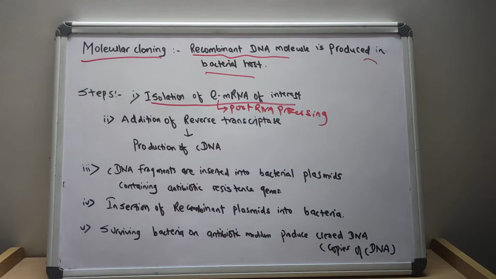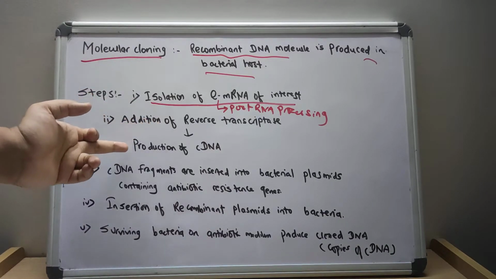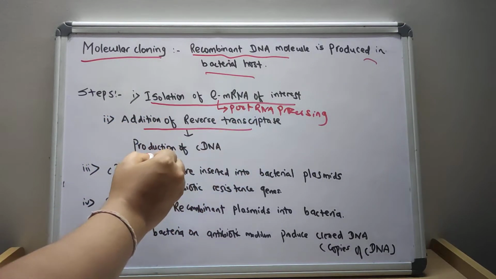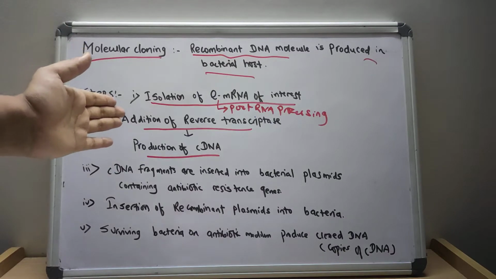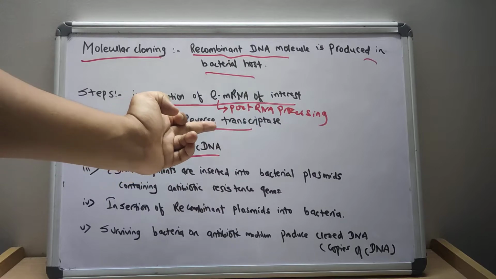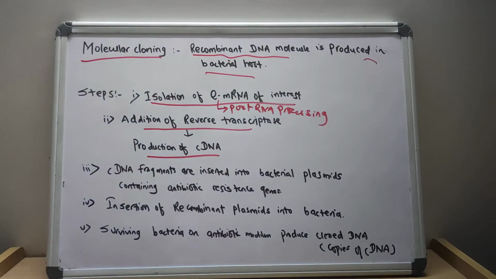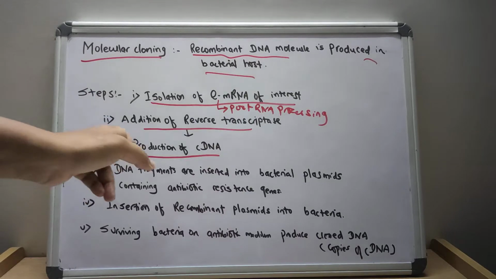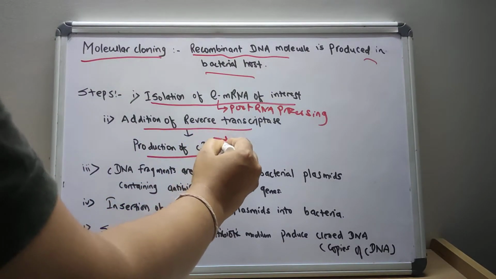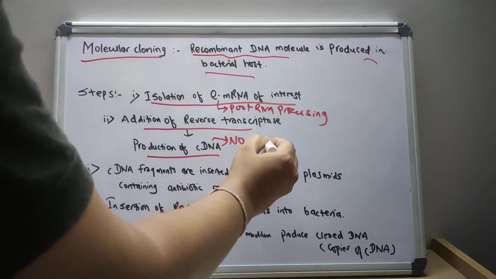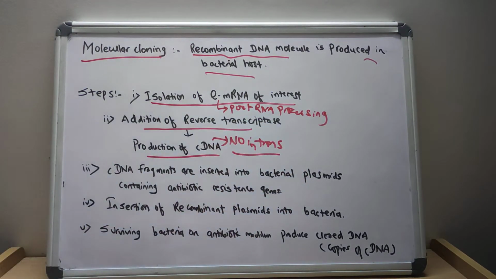So next step, what we do, we add the reverse transcriptase to produce the complementary DNA. Here the reverse transcriptase is the RNA dependent DNA polymerase, and the complementary DNA produced here lacks introns. There are no introns in the complementary DNA.